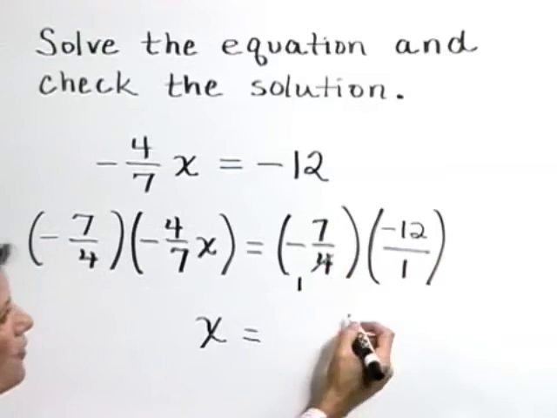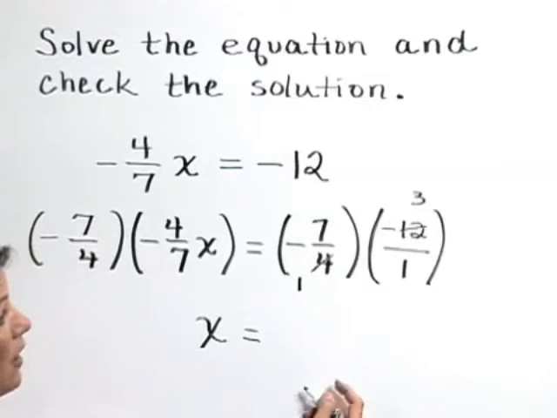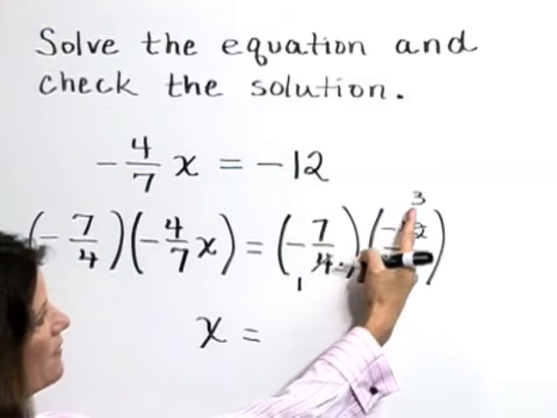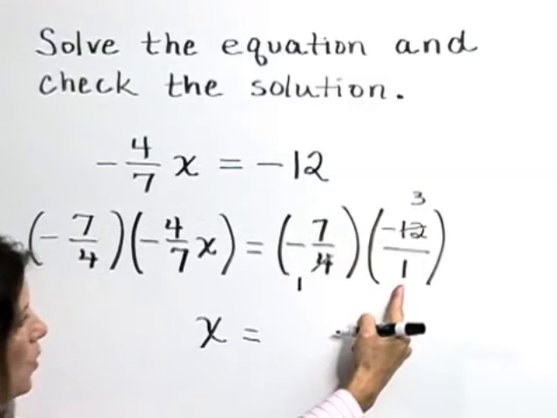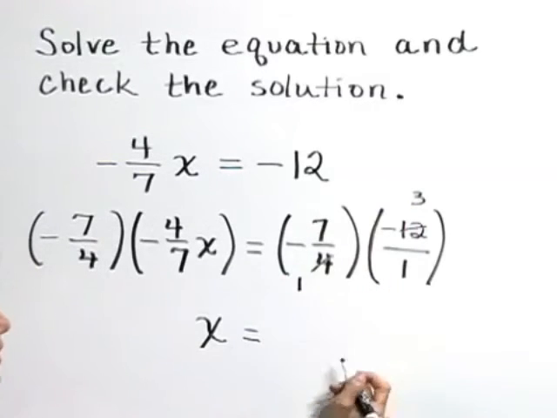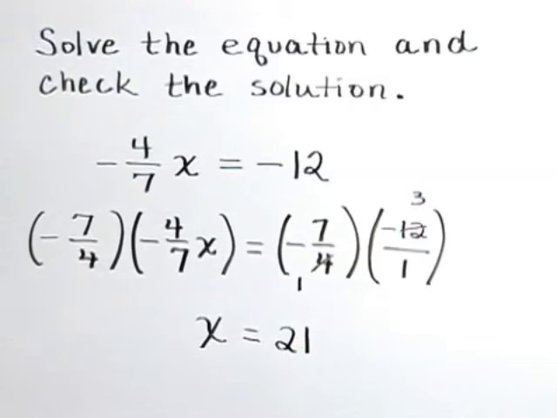4 goes into itself once and into 12 3 times. Now multiplying in the numerator, 7 times 3 is 21. In the denominator, 1 times 1 is 1. So we have 21 over 1, or just that value of 21. Now let's check this solution.